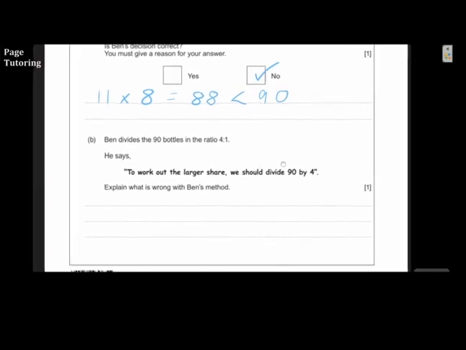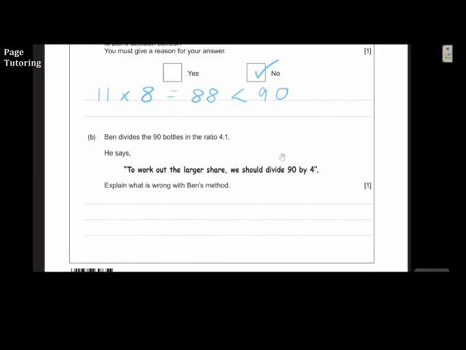So part B of this question, Ben divides the 90 bottles in the ratio 4:1. He says to work out the larger share, we should divide 90 by 4. Explain what's wrong with Ben's method. Well, this is a very common mistake that people make with ratios, and they'll choose one of the numbers from one side of the ratio.